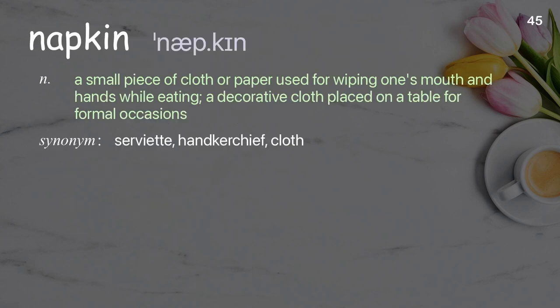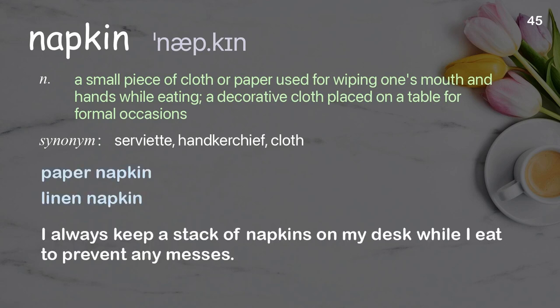Napkin. A small piece of cloth or paper used for wiping one's mouth and hands while eating; a decorative cloth placed on a table for formal occasions. Examples. Paper napkin. Linen napkin. I always keep a stack of napkins on my desk while I eat to prevent any messes.